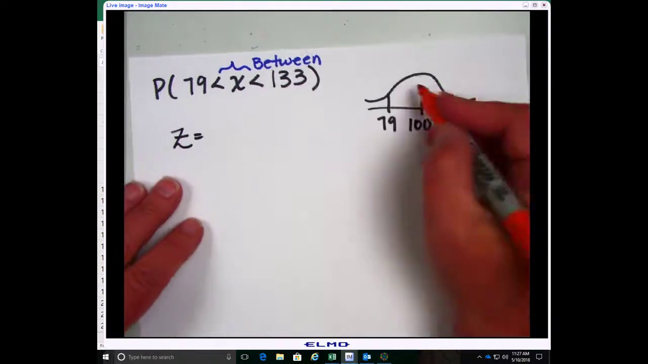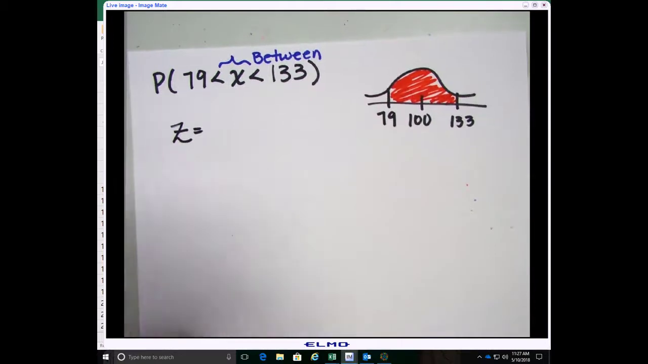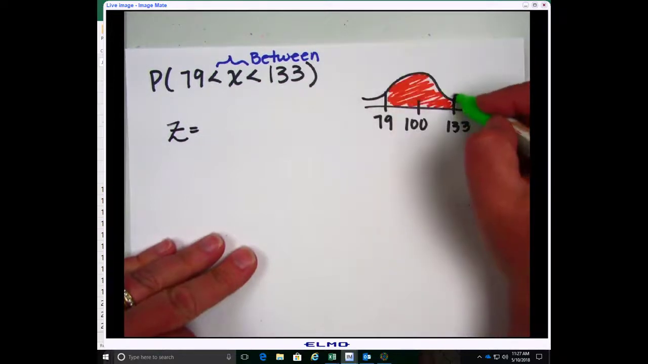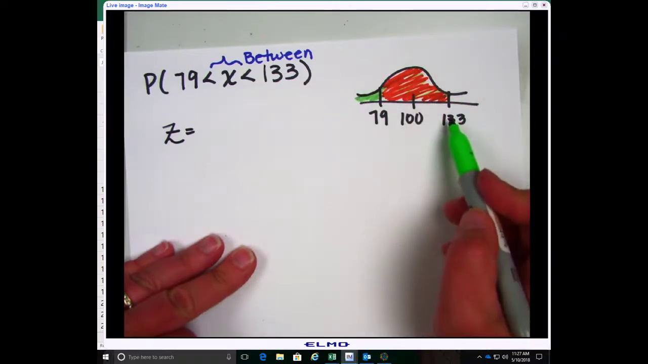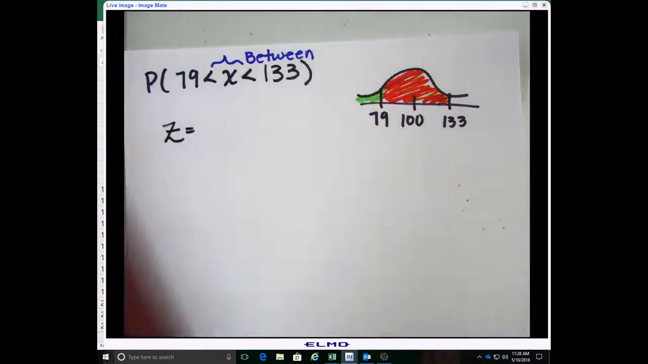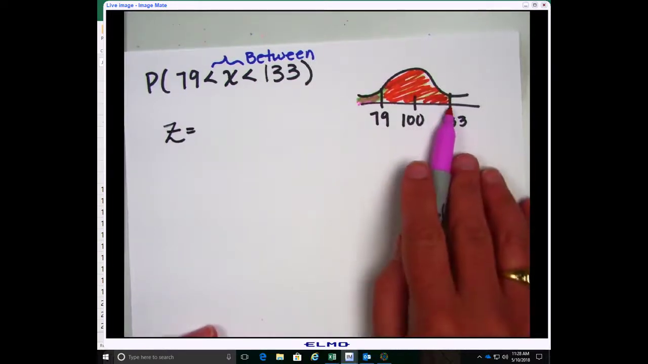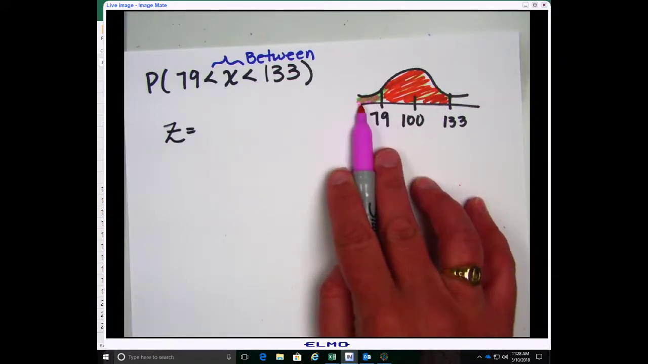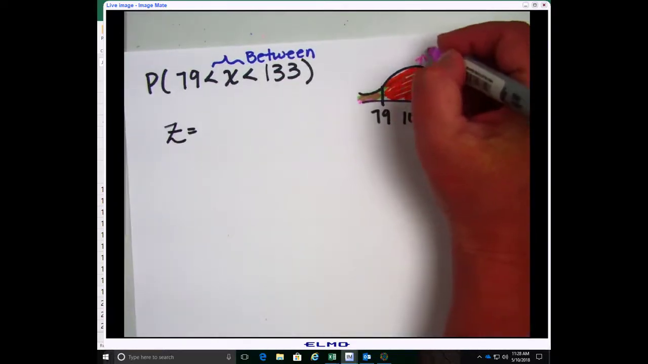We are looking for an area in here. Well, that's not a right area, that's not a left area. But what we can do is we can use our table and find all of this area to the left of 133. But that's going to be too much. So then we can find the area to the left of 79 and subtract that off. Okay, so we're going to find the total area to the left of 133. Then we're going to find the area to the left of 79 and take this value minus that value to get this area in here.